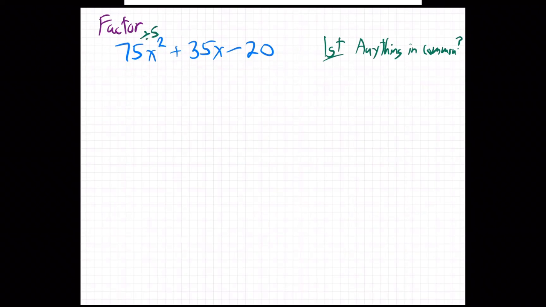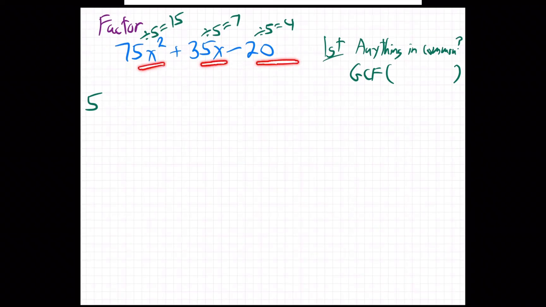If you divide by 5, you get, I think, 15. Yeah, and then divide by 5, you get 7, and divide by 5, you get 4. So you put the GCF in the front, and you put the one big parenthesis. So I'm going to put the 5 in the front, and they don't all have an X. This says X squared, regular X. This 20 doesn't have an X at all, so they don't have X in front.